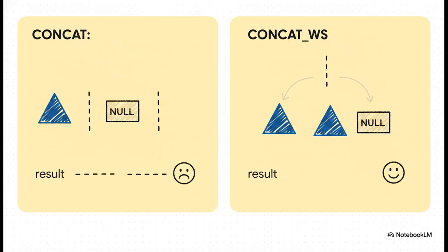But here's the really killer feature, how they handle null values. Concat_ws is smart enough to completely skip any nulls you give it. That means you won't get ugly stuff like a trailing comma or a double space in your results. It's a huge deal for clean data.